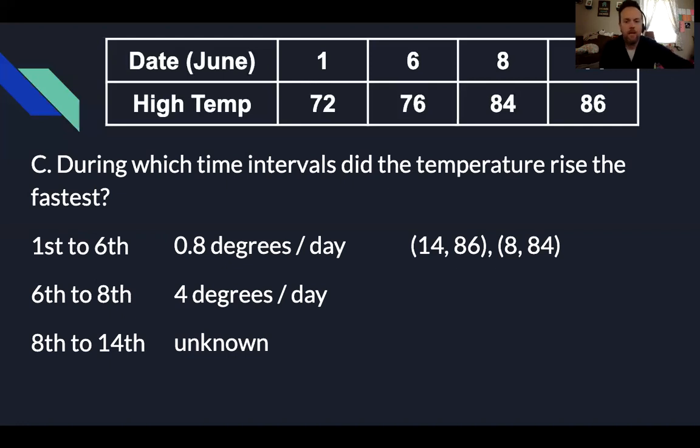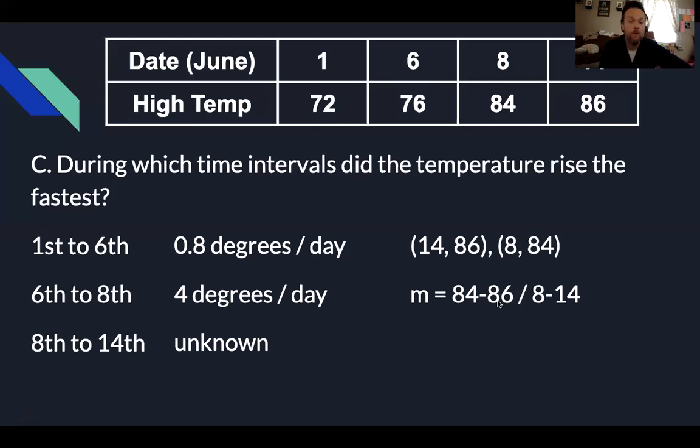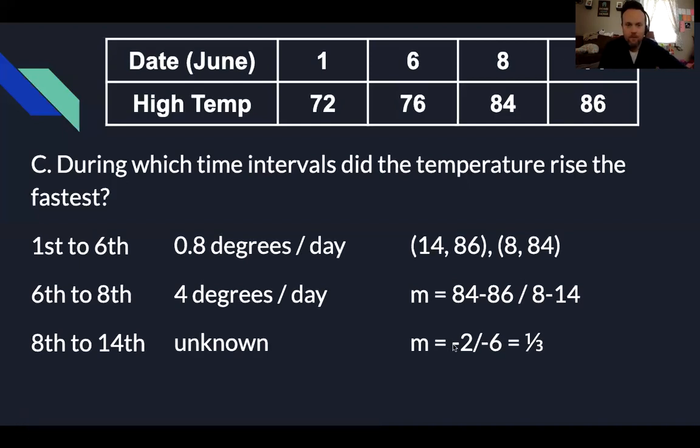So I'm going to keep June 14th, 86 degrees as coordinate 1, and then I'm going to have June 8th, 84 degrees as coordinate 2. I'm going to plug this into my formula. I have the change in degrees, 84 minus 86, over the change in days, 8 minus 14. And that gives me negative 2 degrees per negative 6 days.